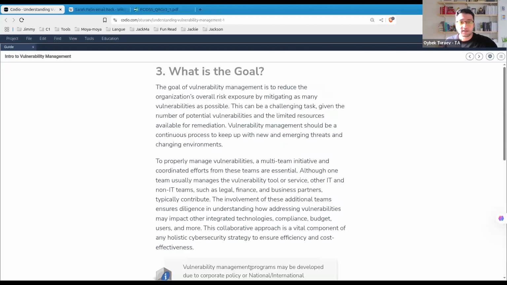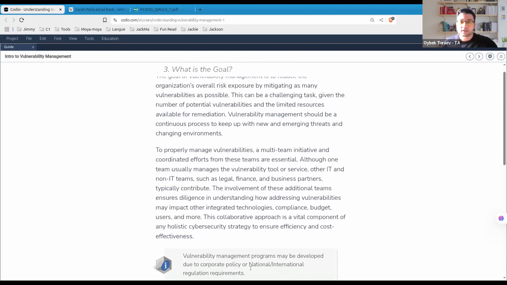Now let's talk about the goal of vulnerability management. The key idea is to mitigate as many vulnerabilities as possible, and it has, guys, a systematic approach. Firstly, vulnerability management identifies the possible vulnerabilities in a system. It then gives a ranking to each vulnerability, according to how serious it is for us.